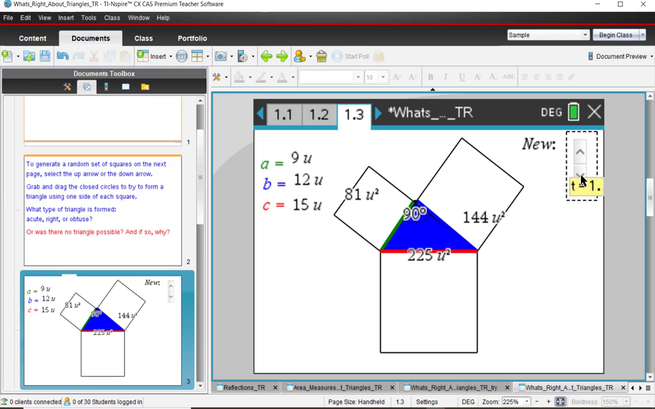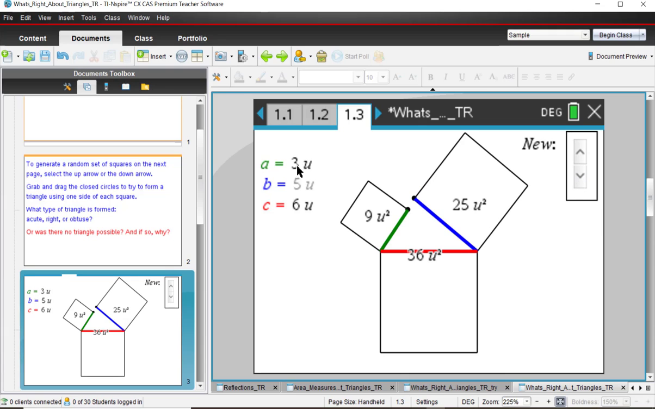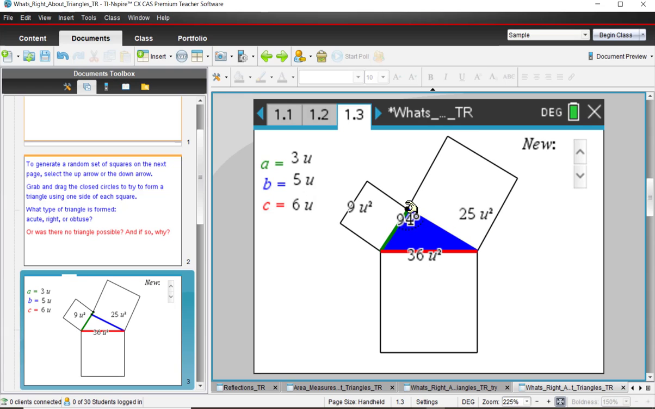So a triangle that has sides 9, 12, 15 makes up a right triangle. To get another one, I'm going to click on the down arrow here, and I have 3 for green, 5 for blue, 6 for red. Let's see what kind of triangle this makes. If I pull this down, ooh, it's a 94-degree angle, not a right triangle, it's an obtuse triangle. So 3, 5, 6, those side lengths make up an obtuse triangle. And I can continue to do this.